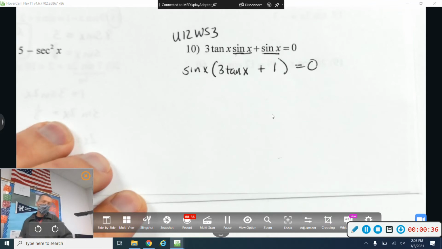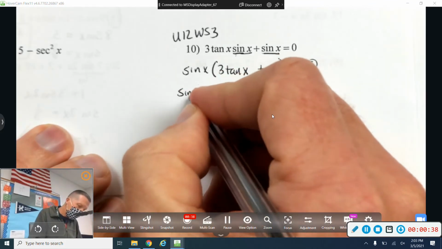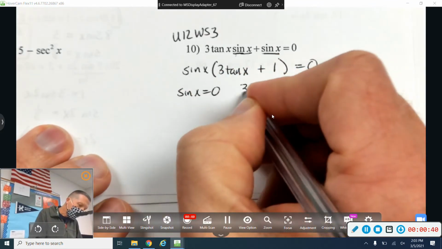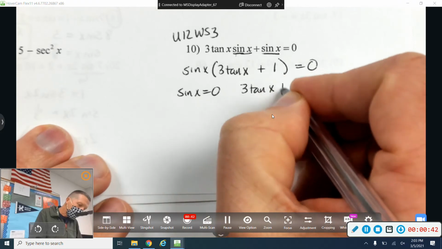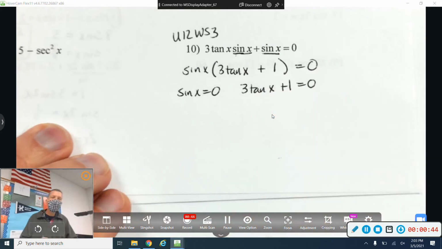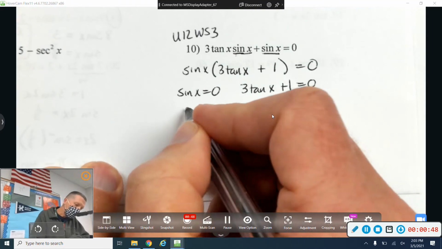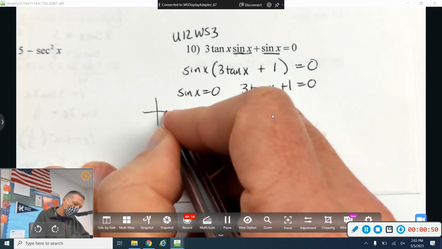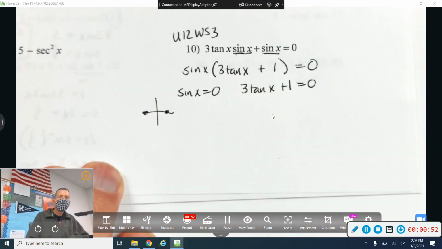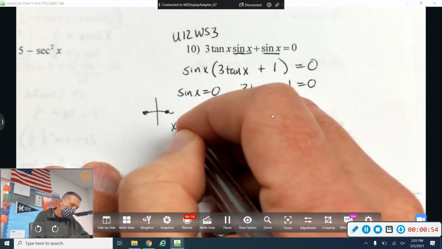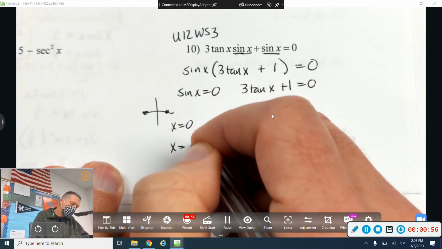Set both of the factors equal to 0. Sine of x equals 0. 3 tangent x plus 1 equals 0. So sine of x equals 0, that happens there and there, which would be 0 and pi.